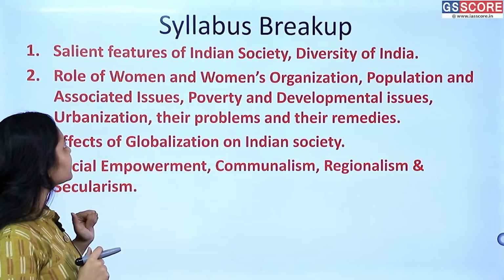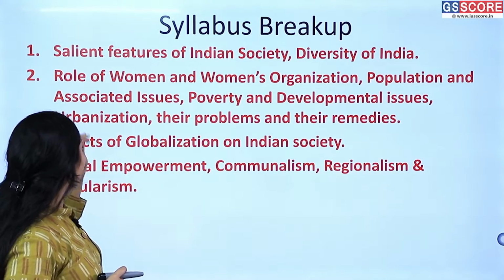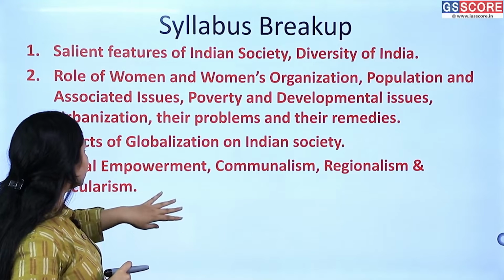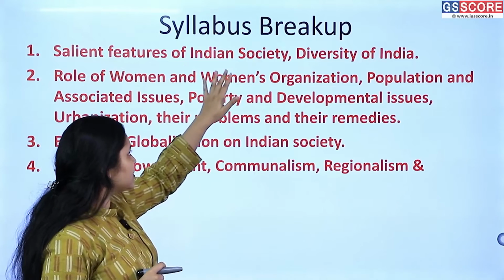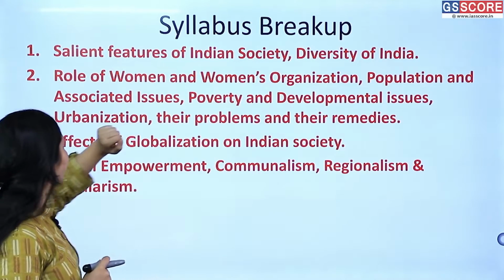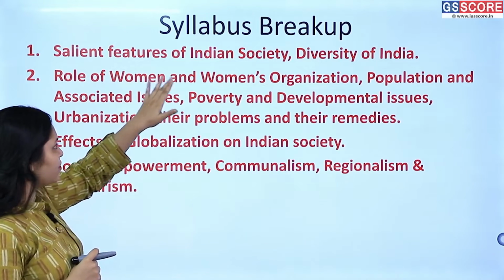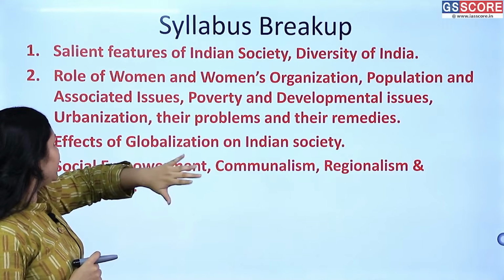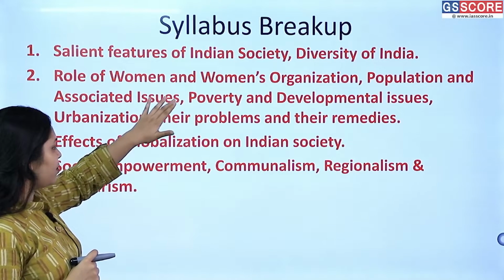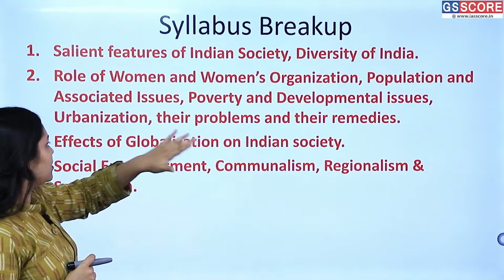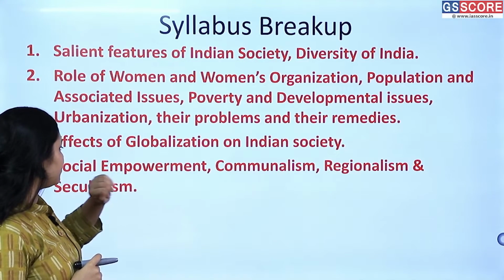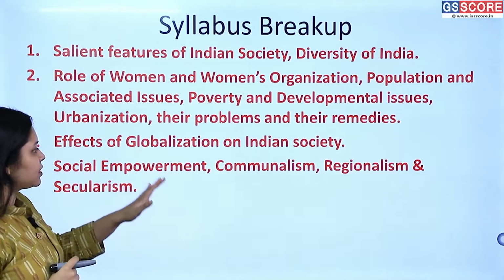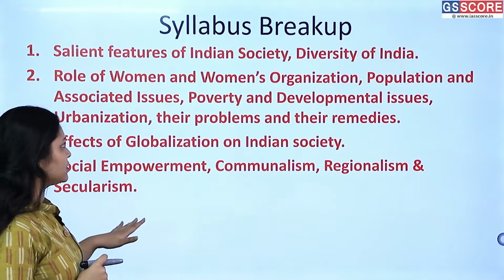So to briefly look at it, we have the 4 different parts according to the UPSC syllabus: salient features of Indian society, diversity of India, role of women and women's organization, population and associated issues, poverty and developmental issues, urbanization problems and remedies, globalization and its impact, social empowerment, communalism, regionalism, and secularism.